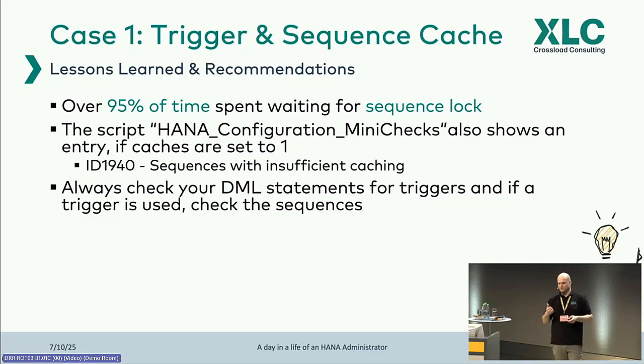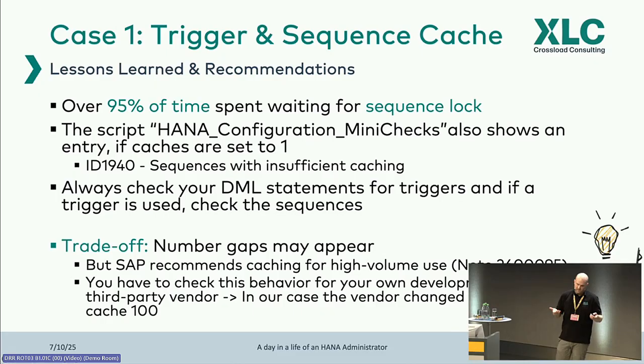So you don't need the HANA Kernel Profiler. Maybe you only need the configuration mini checks. You see one sequence which has a caching demand of 1. You check all your HANA database triggers where the sequence is used. And maybe based on the database trigger, you find the root cause why someone generated a sequence with only 1. And yes, you should always check your DML statements for triggers. If a trigger is used, you should check the sequences.